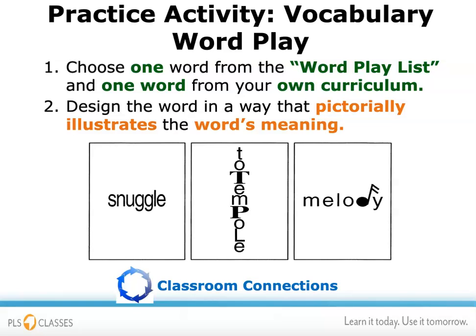Please go to Canvas, Modules, Section 4, Part 3, Vocabulary Wordplay. Choose one word from the wordplay list on page 115 and one vocabulary word from your own curriculum. Design the word in a way that pictorially illustrates the word's meaning as shown in the examples. Post both words in the discussion area. Optionally, comment on a classmate's post in a meaningful way.